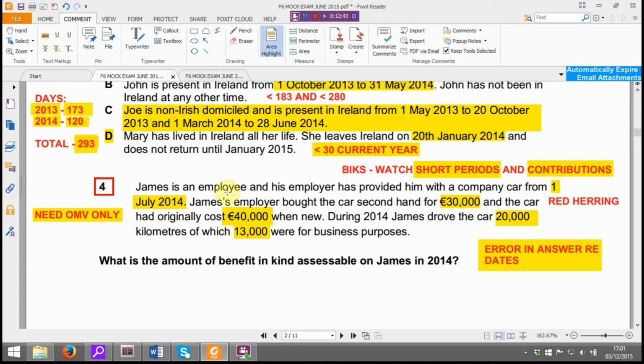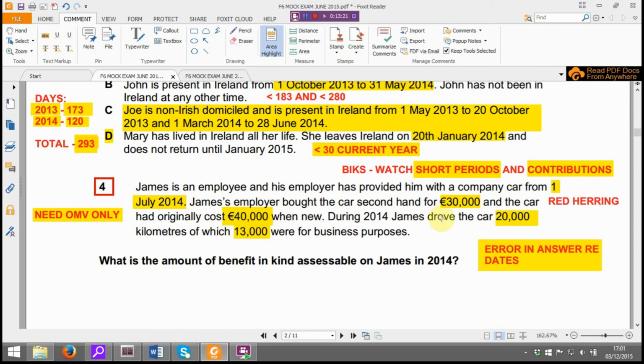Okay, so what do we have? Well, we've got James. He's an employee. He's got a company car from the 1st of July. So in effect, what we're saying is a benefit in kind has been available from that date onwards. What is it? It's a car, and we need to know that basic rule: OMV times 30% and adjusted relevant to business mileage. Now, what they do here typically is that they give you a second-hand value of the car. That's completely irrelevant. It's a red herring, and we're not interested. We're only interested in the OMV, and that's 40k.